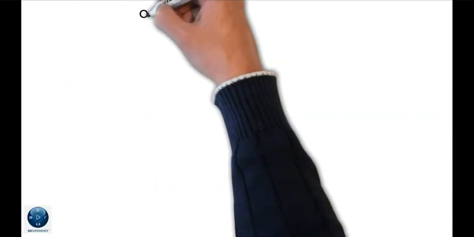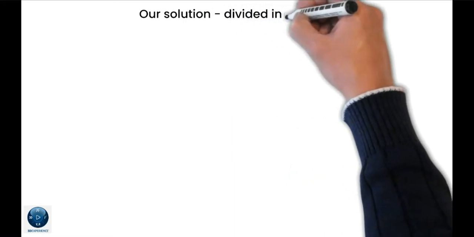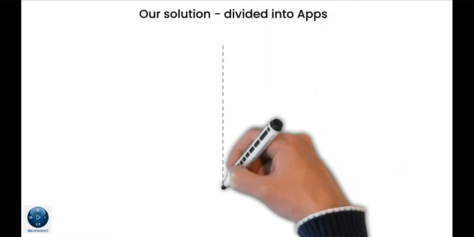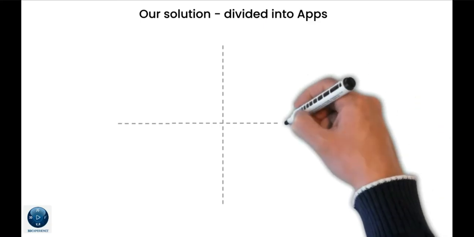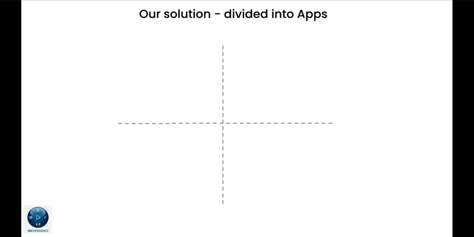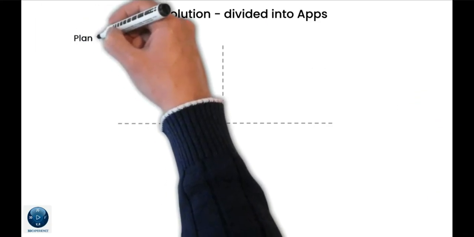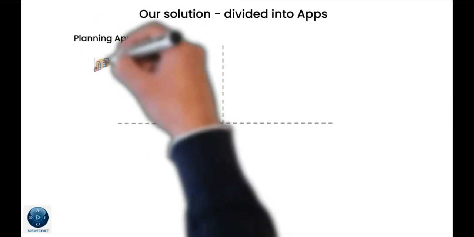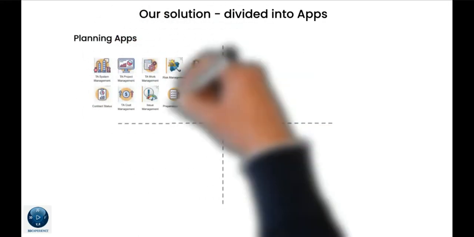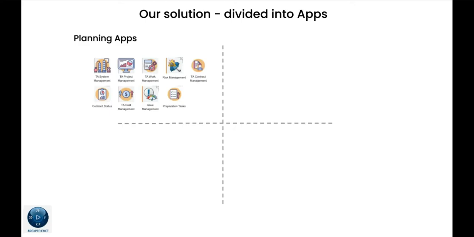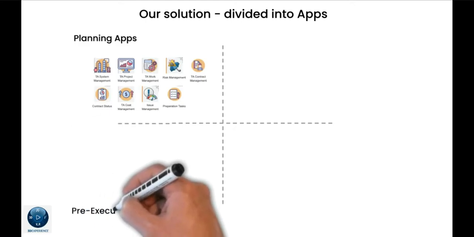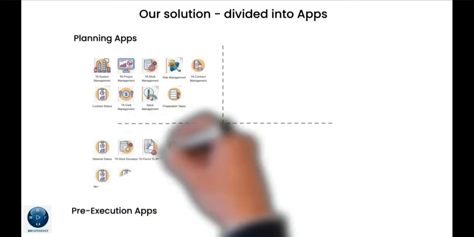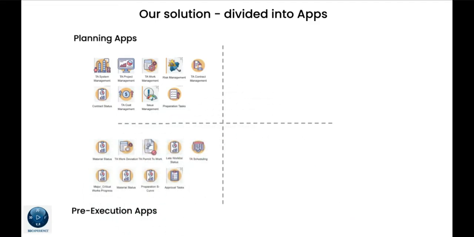Our solution is divided into a group of apps, which can be assigned to the users based on the role they play in the turnaround. Number 1, Planning Apps, used by the TA planners and lead planners for scope collection and work development. Number 2, Pre-execution apps, used by the TA lead planners and TA scheduler for finalizing the schedule and getting ready for the execution.